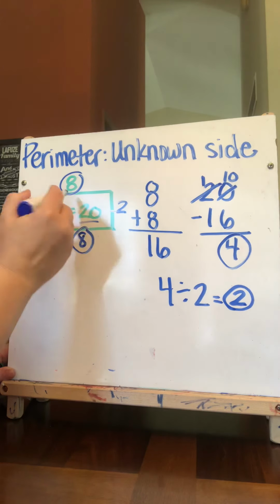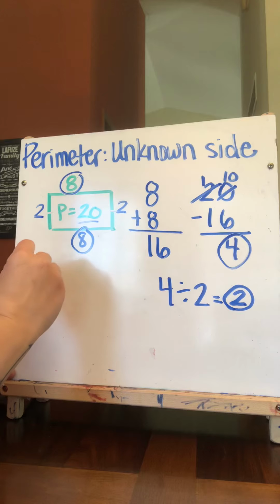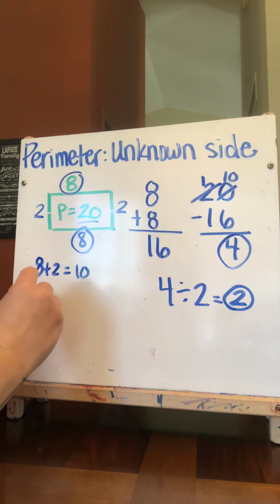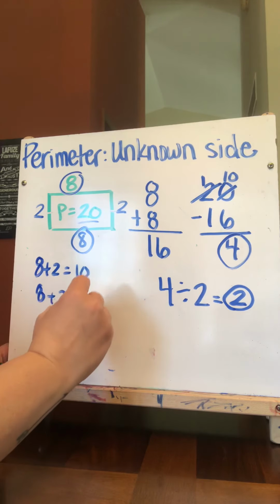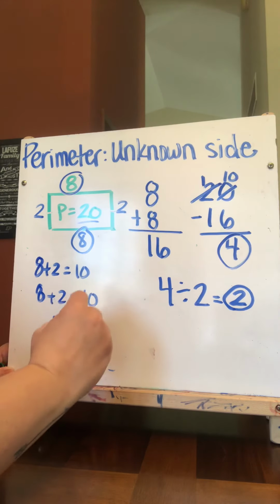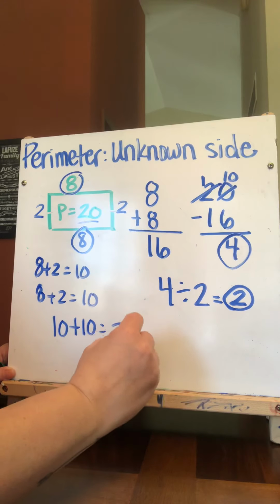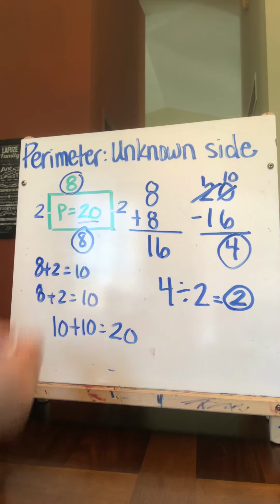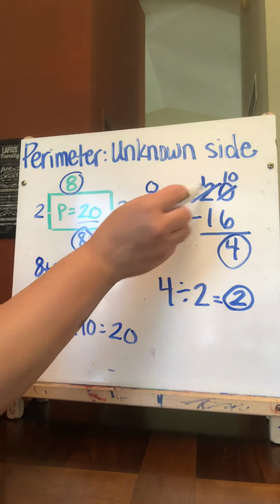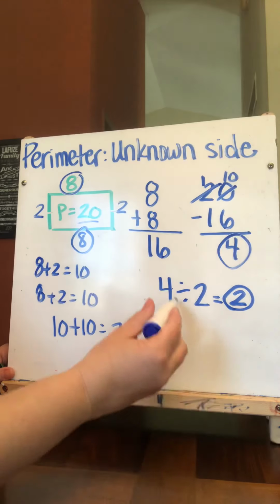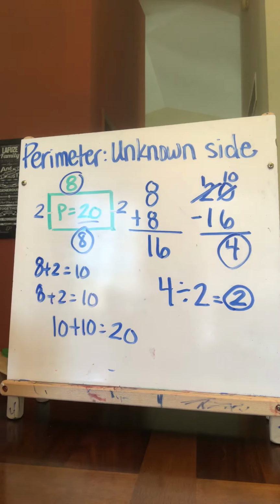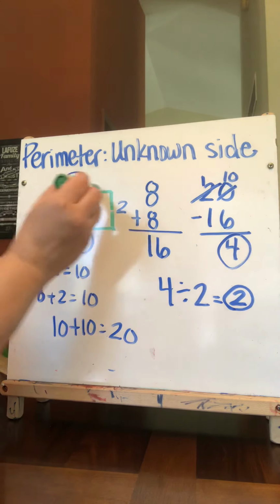And I can check that. 8 plus 2 is 10. 8 plus 2 is 10. 10 plus 10 is 20. And that was the original perimeter. So by taking the information that I know, subtracting it from the perimeter, and then dividing, that's a lot of steps, I can find out what my unknown sides are.